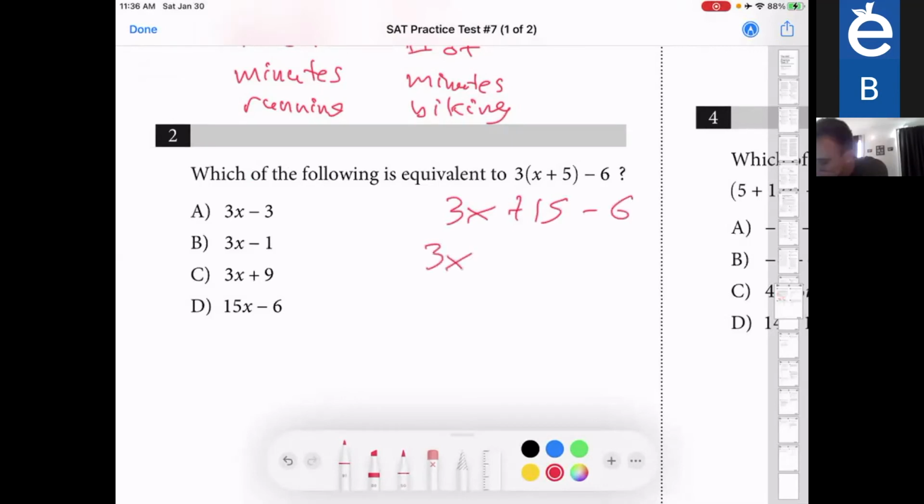The 3X term can stay. Clearly, it's not going to be D. Our only X term here is 3X. 15 minus 6 gives us a remainder of positive 9. So 3X plus 9, not B, not A. Answer is C.